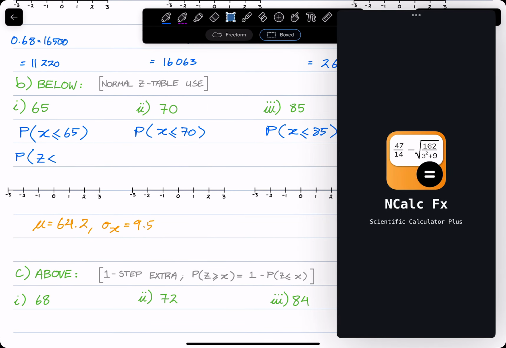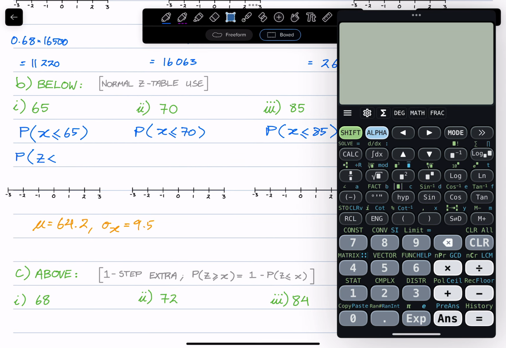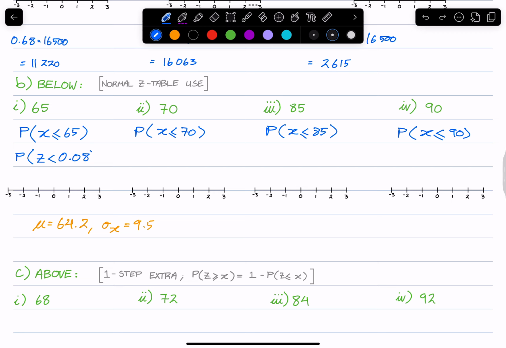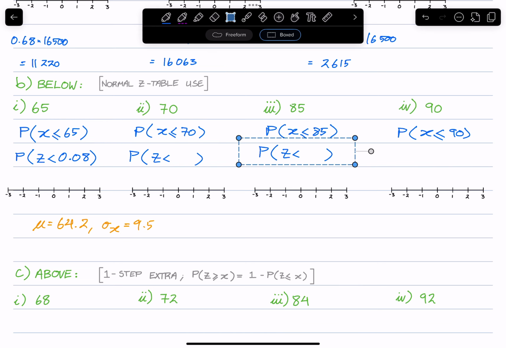For this first one, I'm going to use my iPad calculator. So it'll be 65 minus the mean, 64.2, over 9.5. This is getting us a Z-score of 0.084. But the table that we're working with only has 2 decimal places. So we're going to round this to the nearest 2 decimal places. So 65 becomes this, which becomes this notation here. Let's do this for all four. So the percentage of Z less than, let's actually do this for all of them, like so.